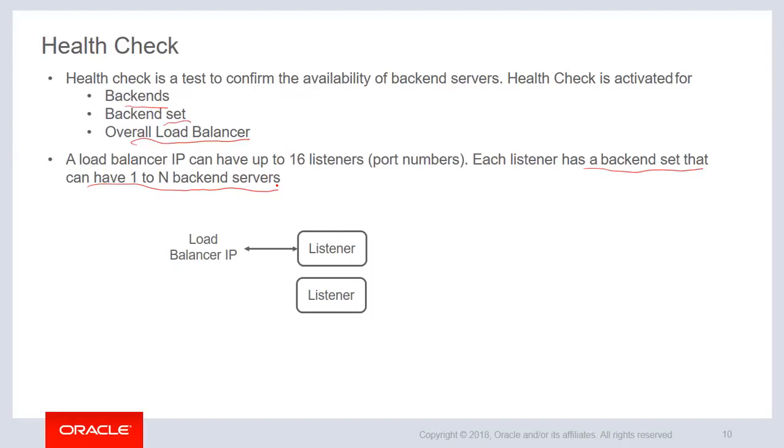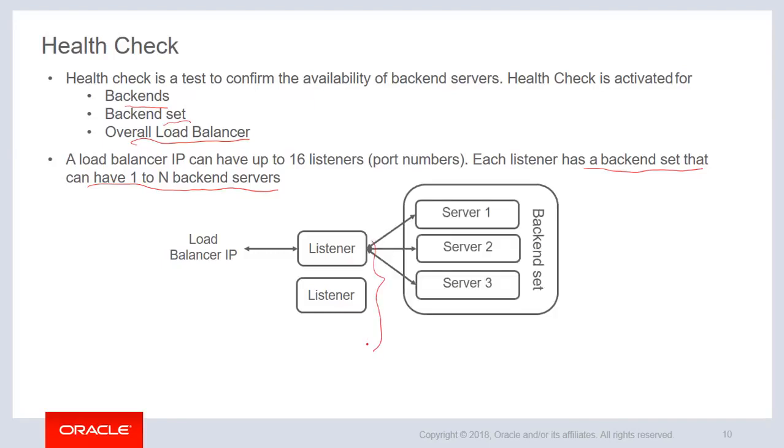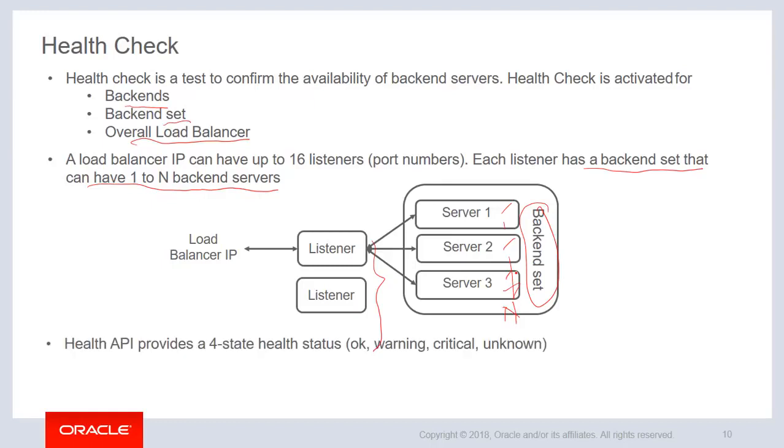So as you can see here, we have this load balancer IP. We can have multiple listeners here, right? And each of the listeners has one backend set here, and the backend set can have n backend servers here. So you can have multiple combinations possible.